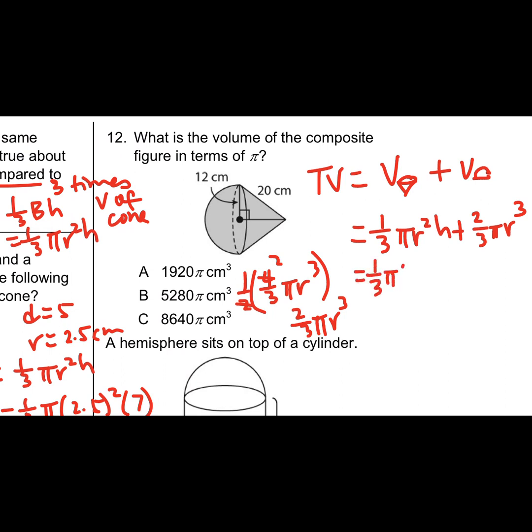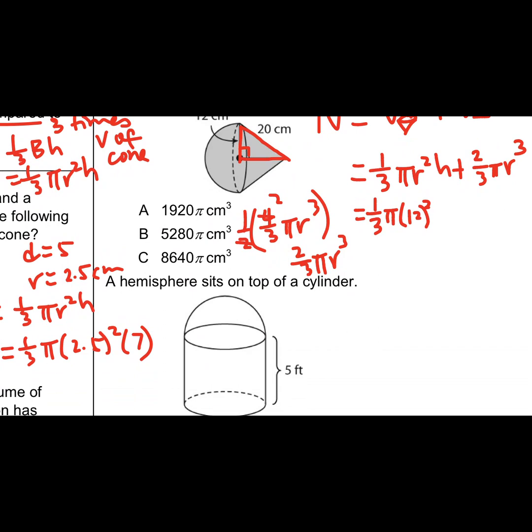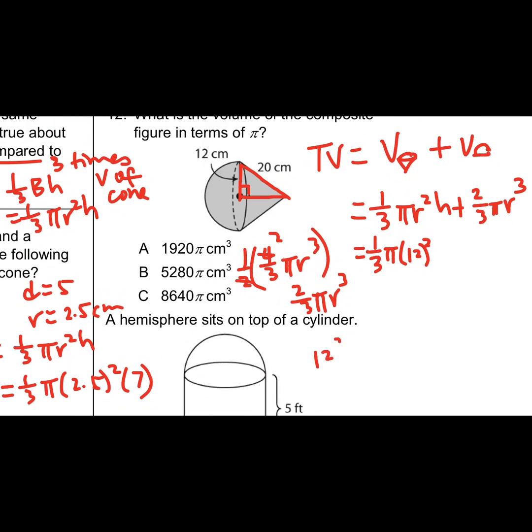We know that the radius is actually 12. Square that. And then the height right here is tricky. We're going to need to make use of the Pythagorean theorem because this is actually a right triangle. So we have one of the sides given, that's 12. So let's do the math on the side right here. So 12 squared plus, we'll call it h, h squared is equal to 20 squared.